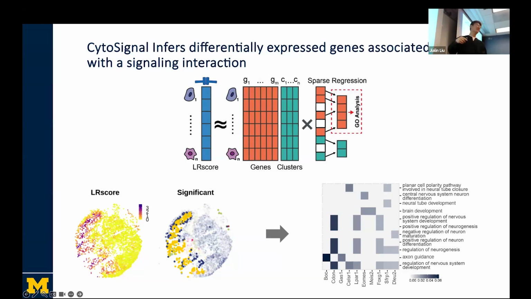So here, take the GO analysis as an example. You'll see that for these interactions that are enriched in the radial glia region, it highlights a few genes which are closely related to neural system development and brain development.